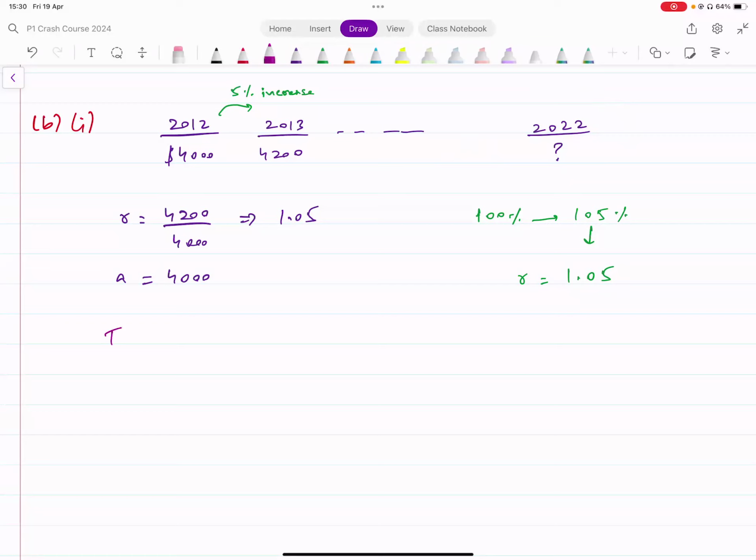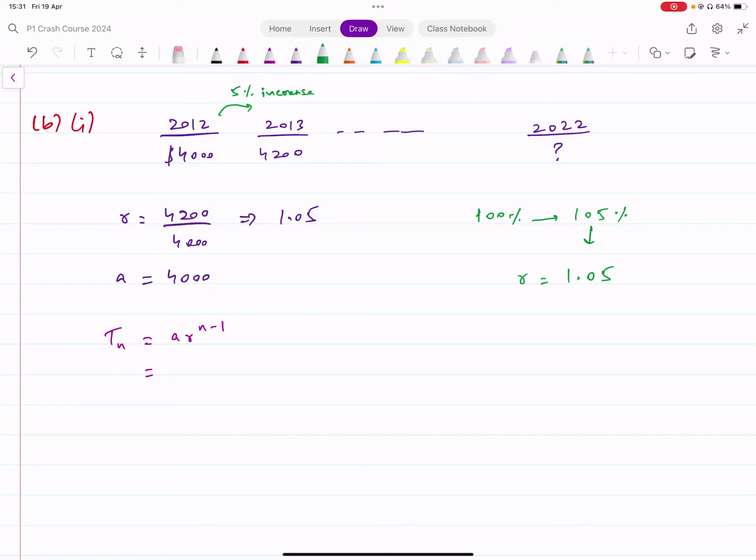This is a GP. What's the nth term formula for a GP? a r raised to power n minus 1. And now you've got to be very careful. Which term are we looking for? Which term are we looking for? It's the 11th term. It's not the 10th term. That's a very common error in problems like these. It's the 11th term. If you find the difference, it will give you 10. You have to add one more to that.